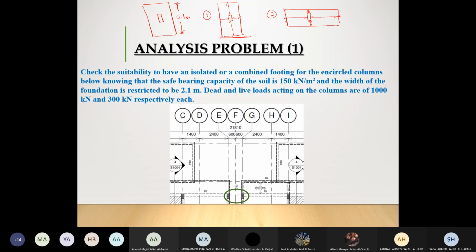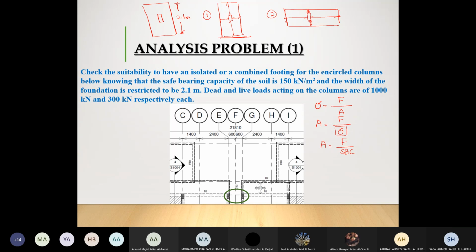Now, how would you check the length of the foundation? Can we get the area of the foundation? Stress is equal to force divided by area. How much is your area? Your area is going to be equal to force divided by stress. What is the maximum stress that can be taken by the foundation? The maximum stress that can be taken by the foundation is going to be your safe bearing capacity.